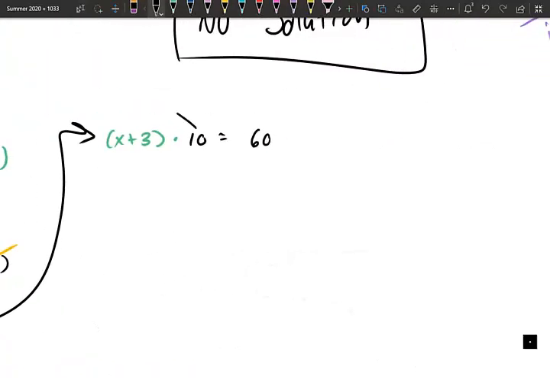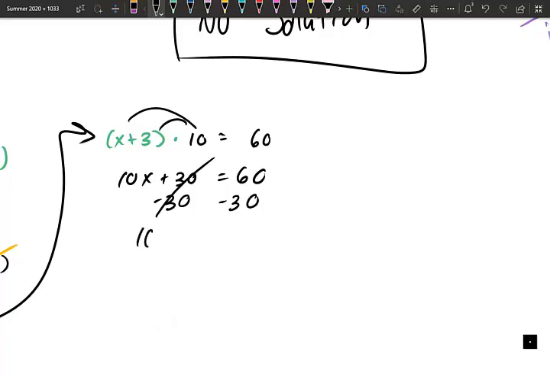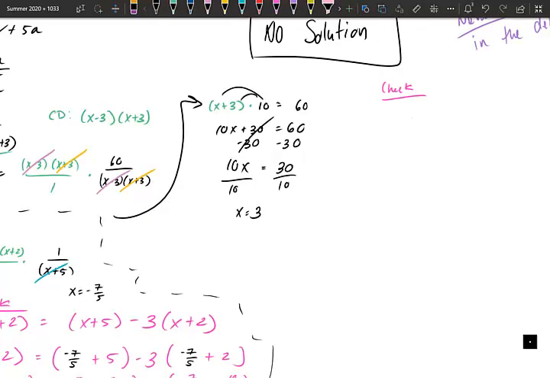All right, we're going to distribute. So 10x plus 30 equals 60. Subtract 30 to both sides. So we have 10x equals 30. Divide by 10. X is possibly 3. All right, so we have our possible solution of x equals 3.